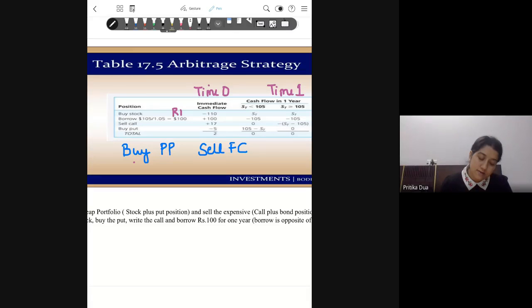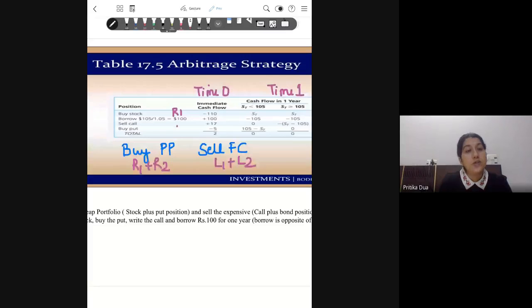This is your RHS, so R1 plus R2, and this will be LHS, L1 plus L2. So you buy the share and you buy the put option. So this is R2. दोनों में आपका कैश आउटफ्लो होगा. आप शेयर बाय कर रहे हो, you are paying 110 rupees. You are buying put option, you are paying a premium of 5 rupees. Okay. So you have completed the right hand side of the equation.